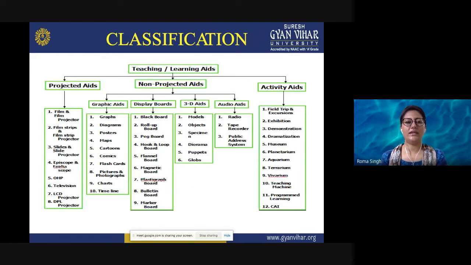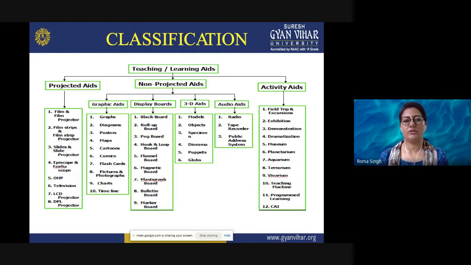So let us now again take a look at the classification of the teaching aids. As in the earlier class, we have discussed the importance of teaching aids and how they can be utilized in our teaching learning process, and can make our teaching learning effective in the class. So the classification here is done on the basis of three parts, that is projected aids, non-projected aids, and activity aids. Earlier in our class, we discussed the projected aids, which are the various kinds of projectors being used as a teaching aid.